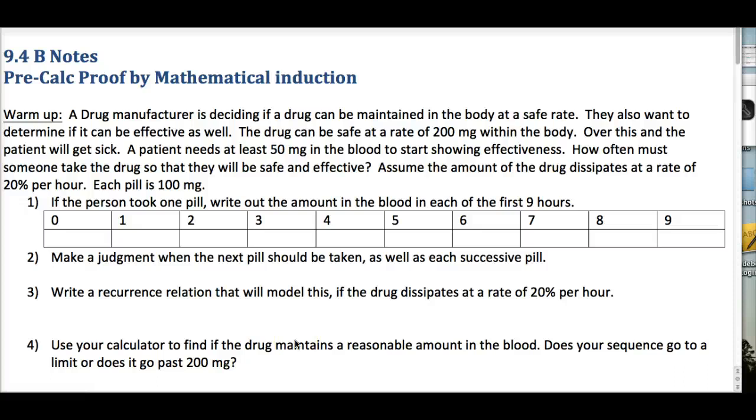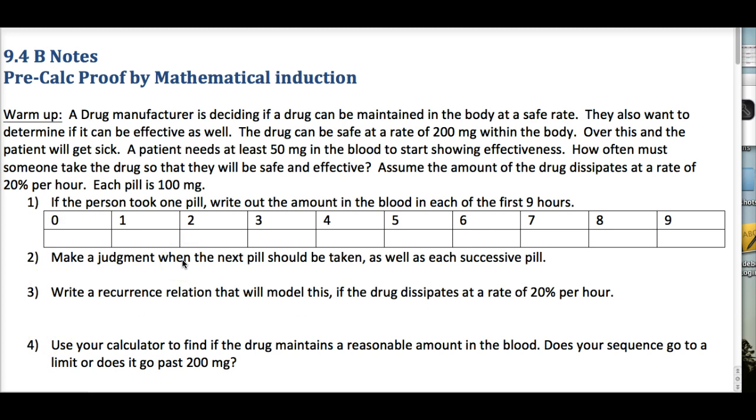Hi, this is section 9.4b. We want to do proof by mathematical induction, and we'll get into that in a moment. But what we want to start with is a warm-up. We want to look at this problem right here. Why don't you read that, pause, and then I'll come back and we'll summarize this.